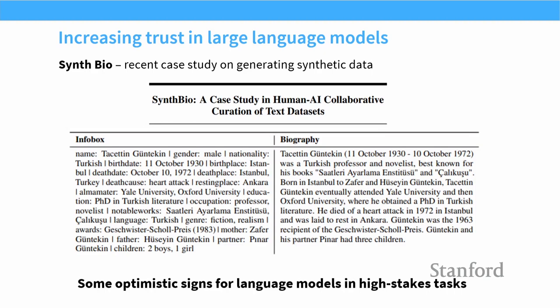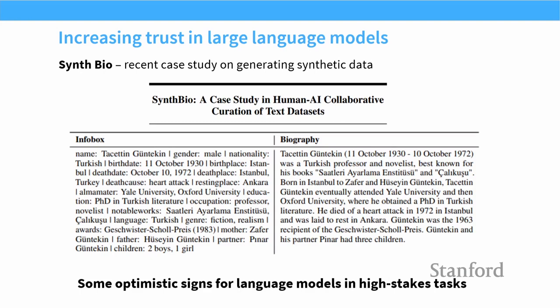So this is an example of what's called SynthBio. I'll talk about this in a bit more detail now. On the left side is a fictitious biography. This person doesn't actually exist. It was synthetically generated, of something that looks like a Wikipedia infobox. If you go to Wikipedia, you'll see a box that has a name, their occupation, and the notable works of a novelist. So you have this in structured table form, and the task is to generate a piece of text on the right. If you stare at this, it's actually pretty good. This is mostly written by a language model, and slightly edited by a human.